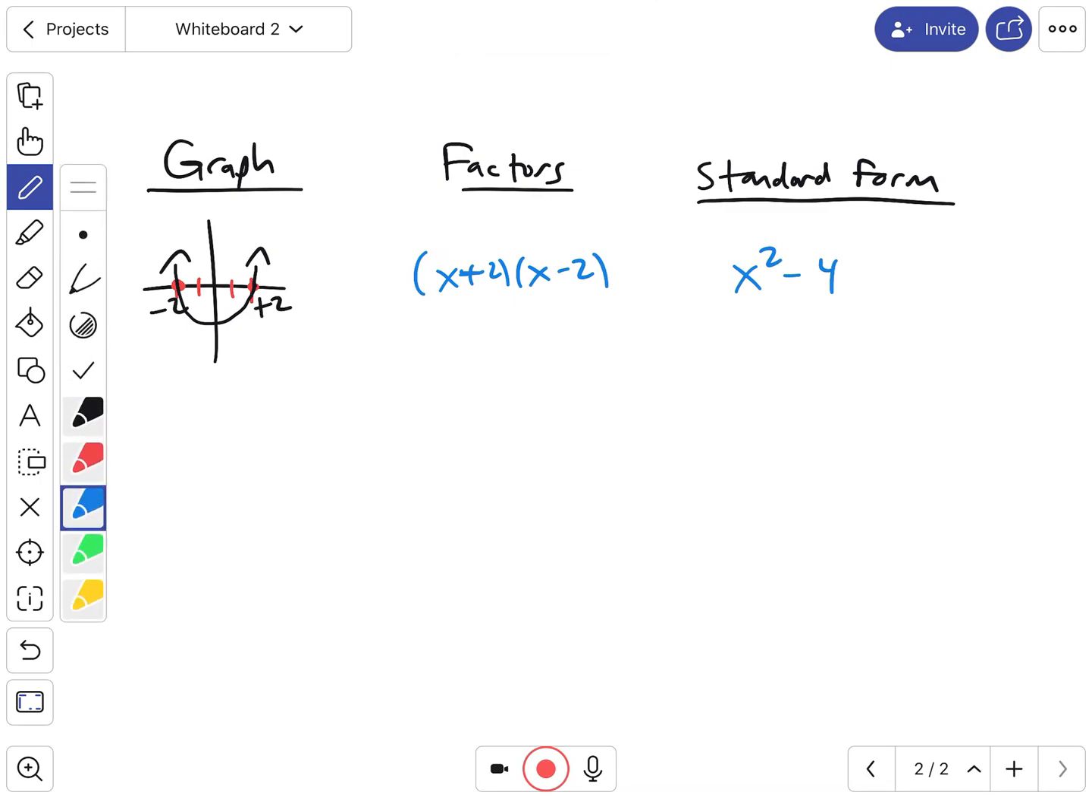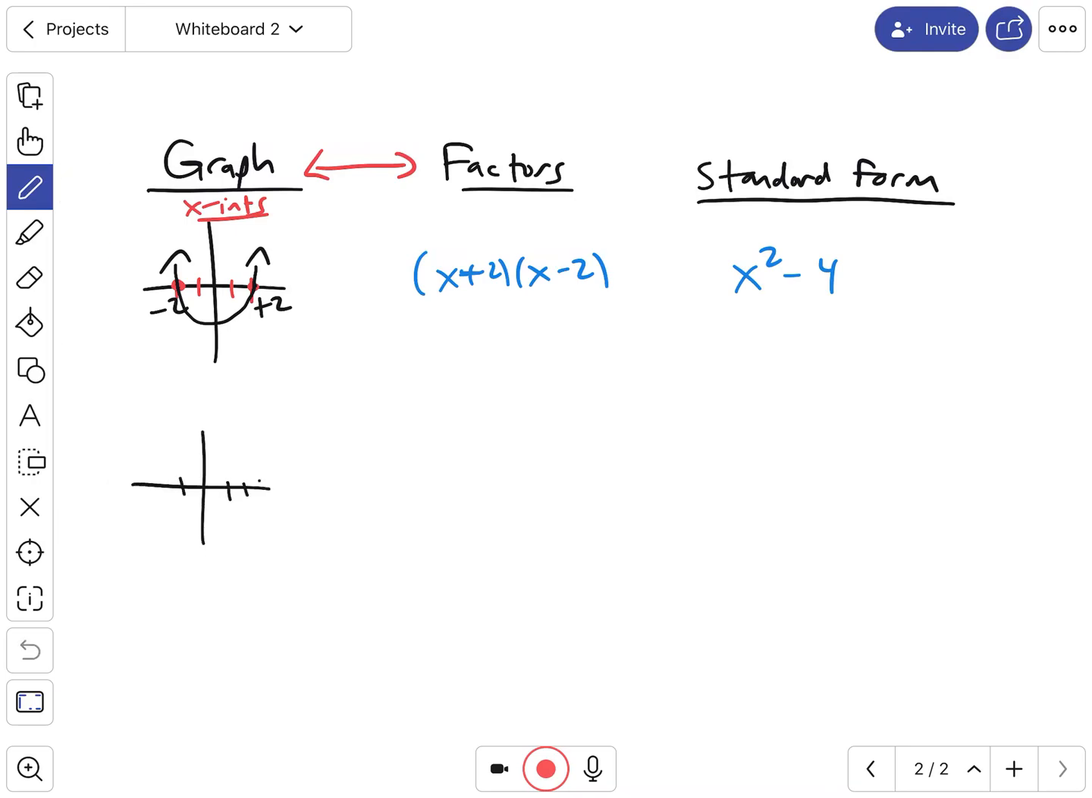And so there's a relationship between the graph and the factors, because the graph gives you the x-intercepts and the factors come from the x-intercepts. So let me just do one more. So let's say negative 1 and positive 3 were, and let's add one more. Let's add a positive 1.